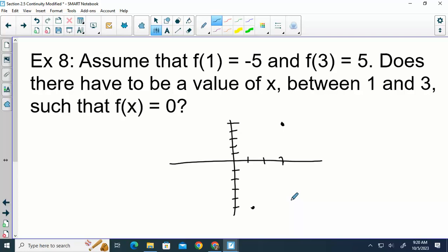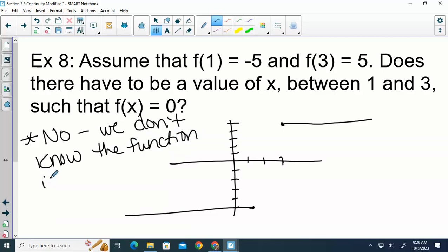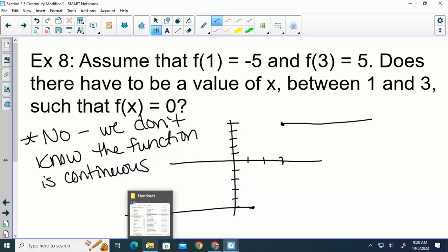Okay, say that louder. All right. If it's continuous, there is no way to get from a positive to a negative without hitting 0. But I never told you it was continuous. For all I know, the graph looks like this. And would you have ever crossed 0 in between? No. So the answer here is no. We don't know the graph is continuous. So intermediate value theorem only works for continuous functions.